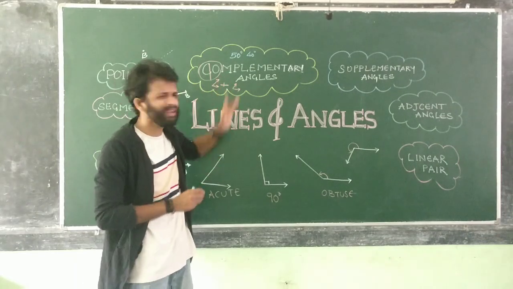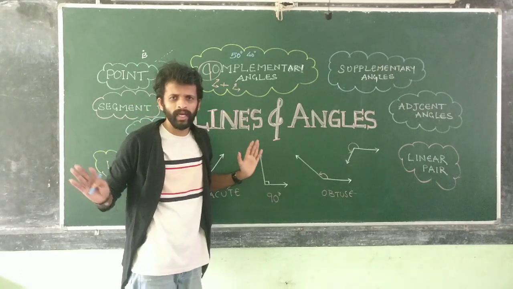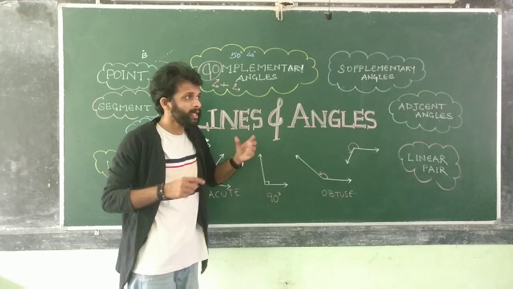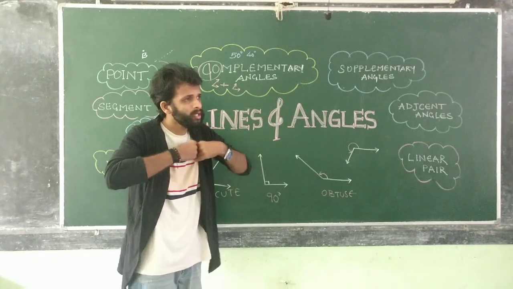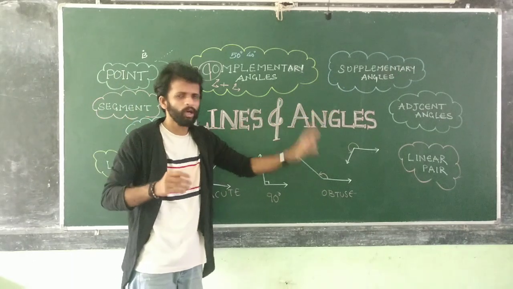I hope the idea of complementary angles is very clear. Two angles added up to give you 90 is complementary. They need not start from a common point. They can be anywhere. This angle, together 90 degrees, complementary.